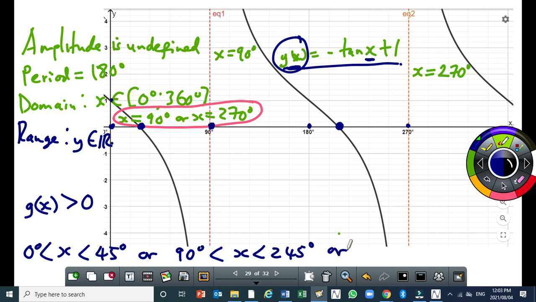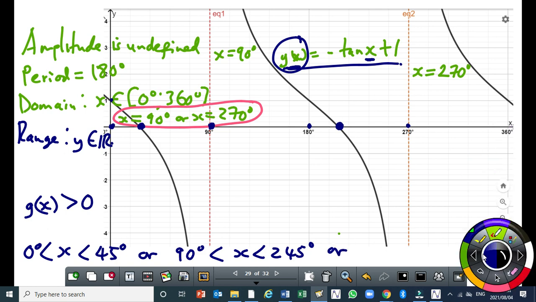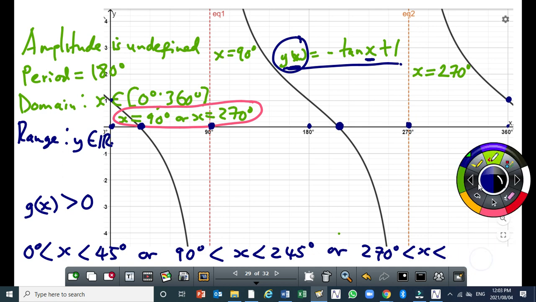Then the final answer. There are three intervals. Also, in the fourth quadrant, right? In the fourth quadrant between 270 and 360, there is an asymptote, right, at 270. So the other answer will be 270 degrees is less than x is less than 360 degrees. So those will be your three solutions for that question, which says for what values of x is g of x greater than 0. All right.